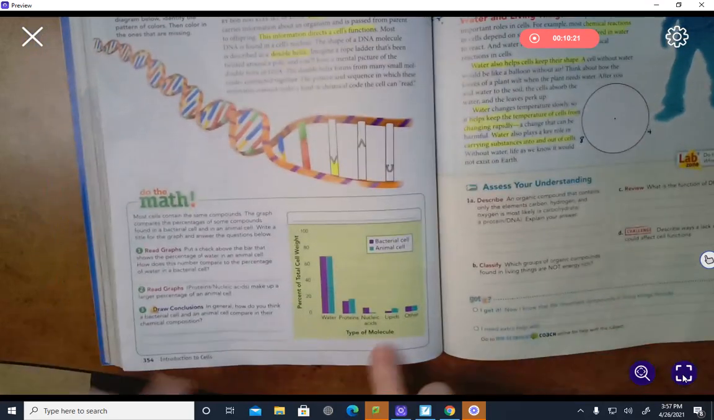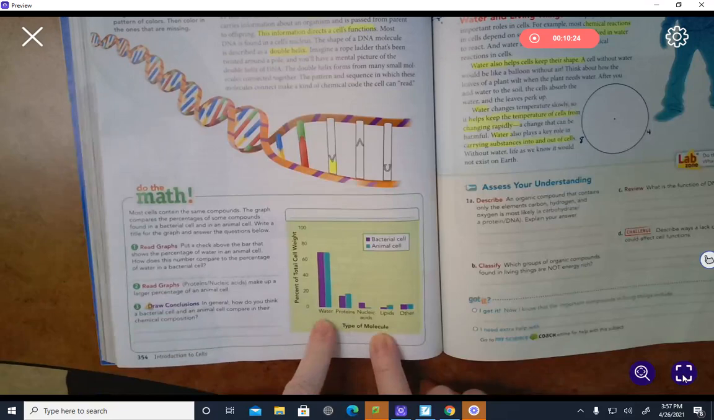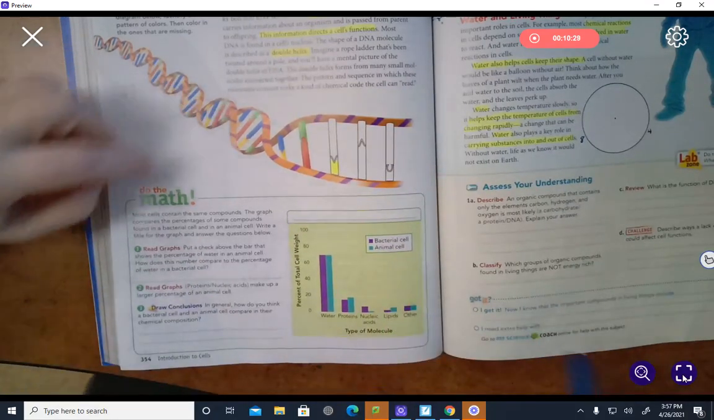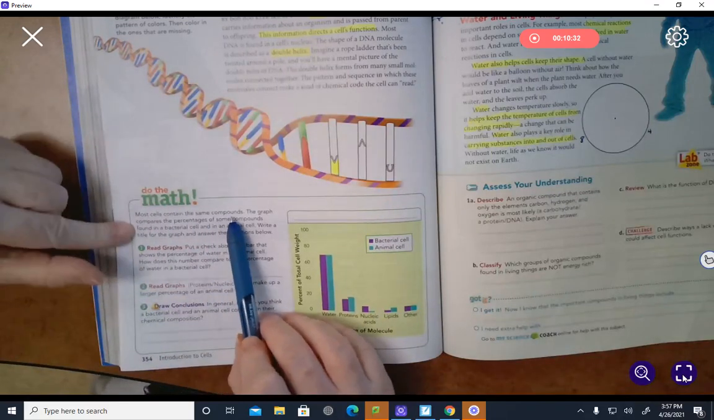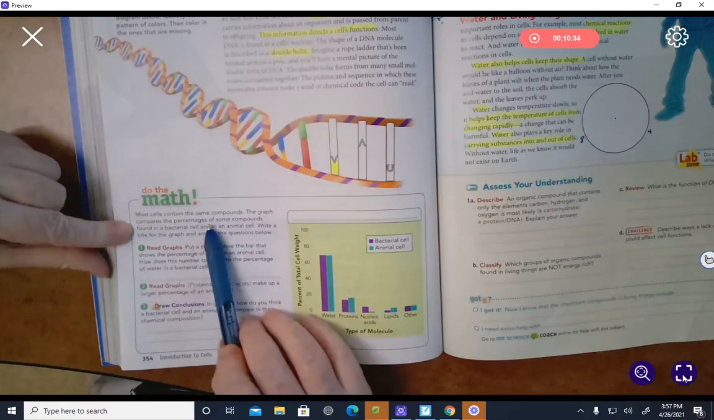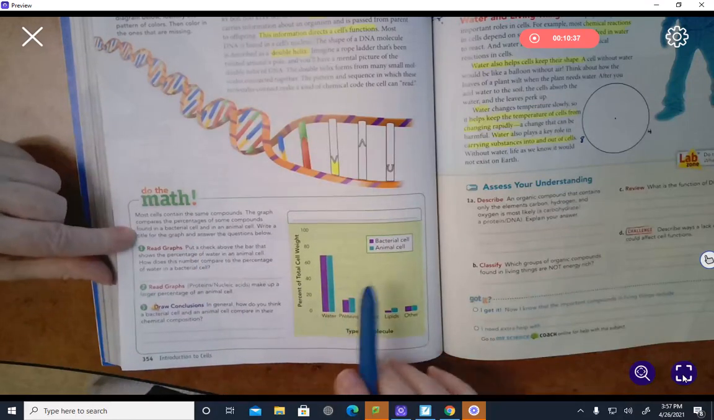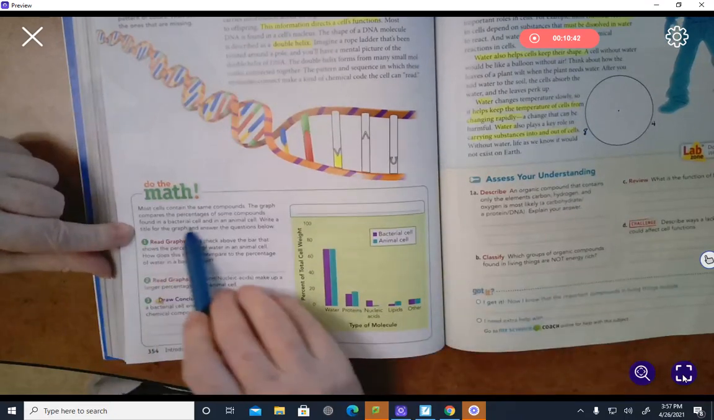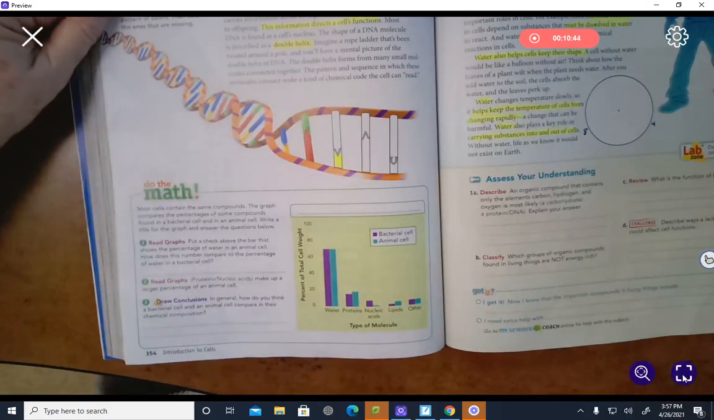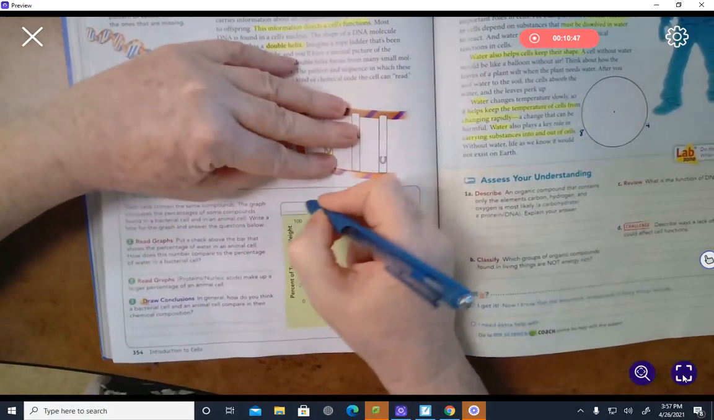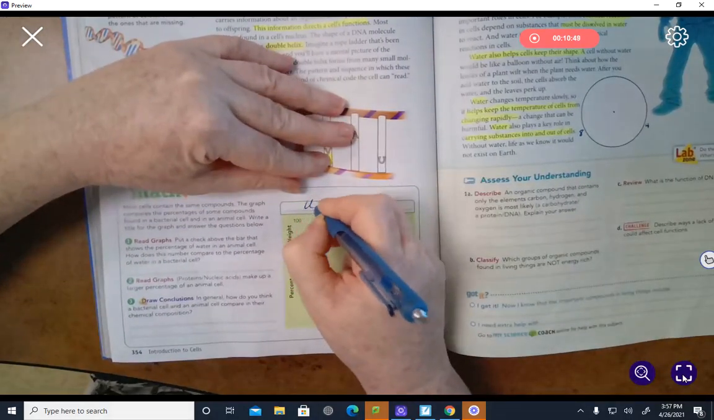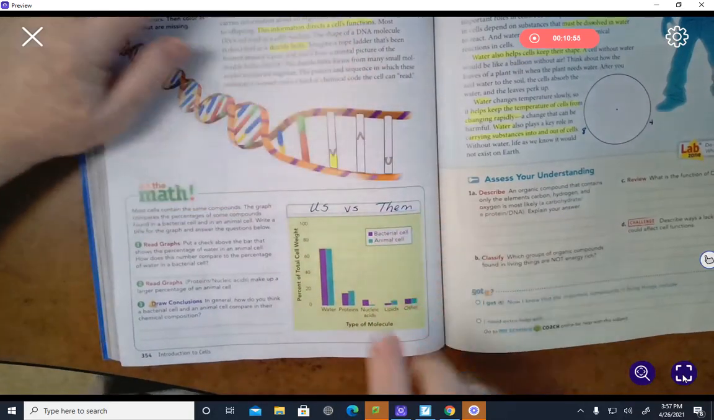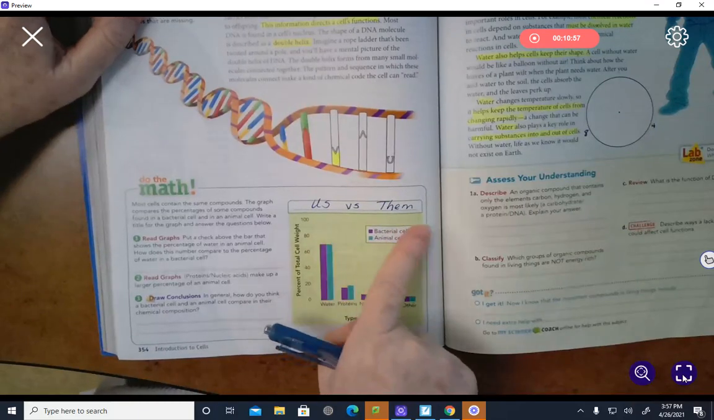So down here, we look at both a bacterial cell, small, and an animal cell, and most cells contain the same compounds. The graph compares percentages of some of those compounds found in bacteria and an animal cell. Write a title for the graph and answer the questions below. I'm going to make something like us versus them. Although that doesn't really tell us what the graph is about, us and them being the bacteria.